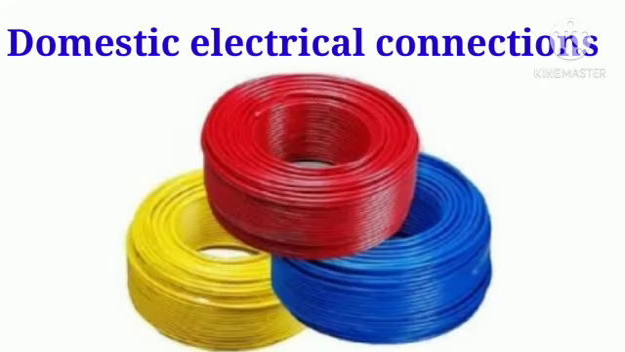Domestic electrical connections. Usually, there are 3 wires in the cable. One is called the live wire, which brings in the current. It has a red or brown insulation. The other wire is called the neutral wire, through which the current returns. It is blue or black.